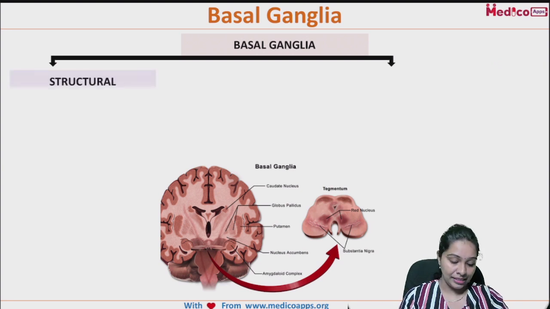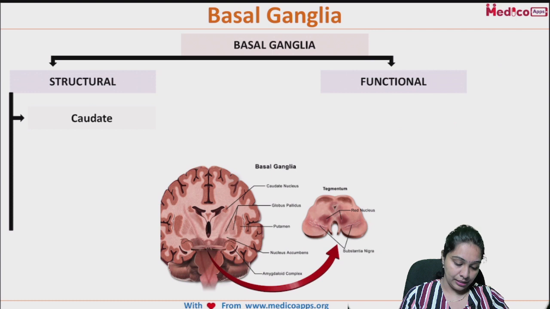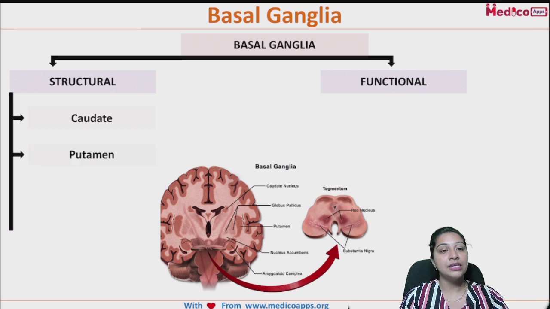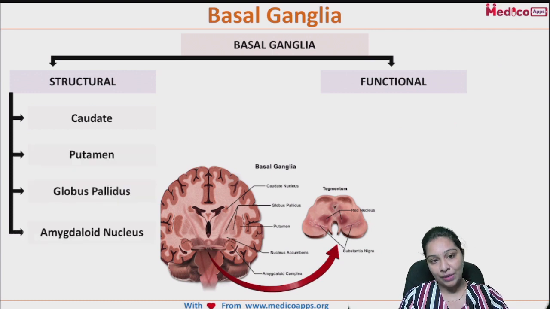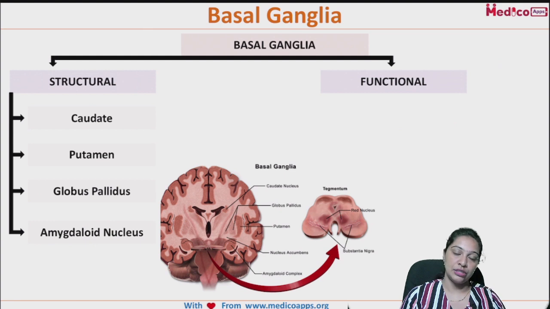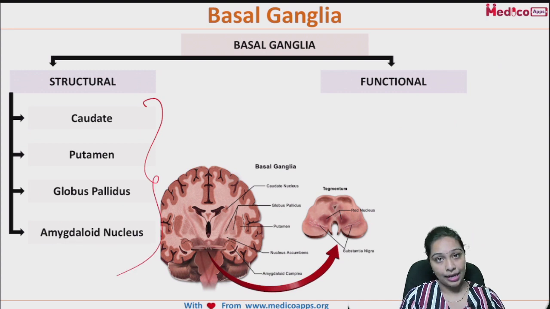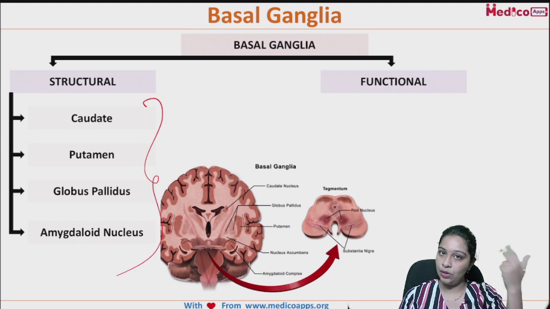Let's learn about these. The structural nuclei include the caudate nucleus, the putamen, globus pallidus, and the amygdaloid nucleus. Now, we are all familiar with these names, so I will quickly revise them. The structural nuclei include caudate, putamen, globus pallidus, and the amygdaloid nucleus.